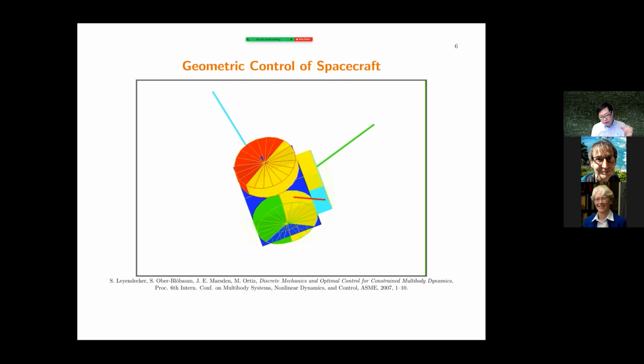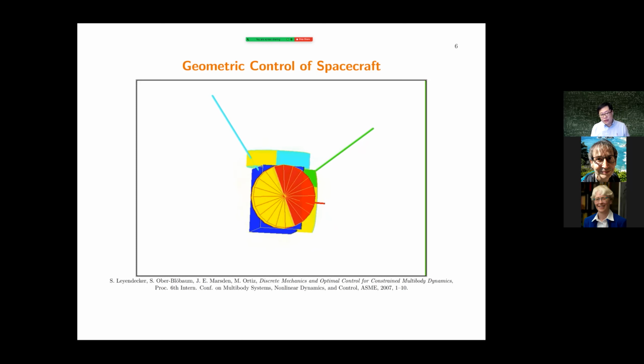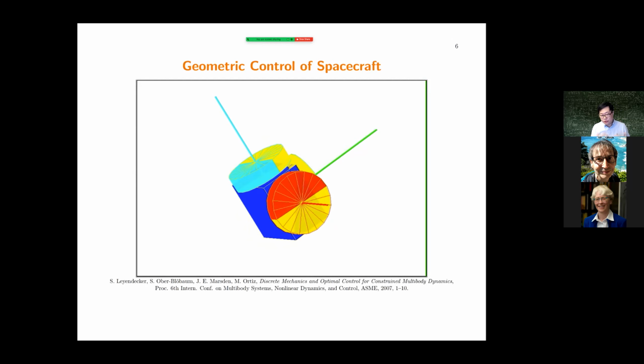You have this cuboid with reaction wheels around them which rotate, and the moment they stop rotating, you'll see that the satellite or the cuboid stops rotating as well.